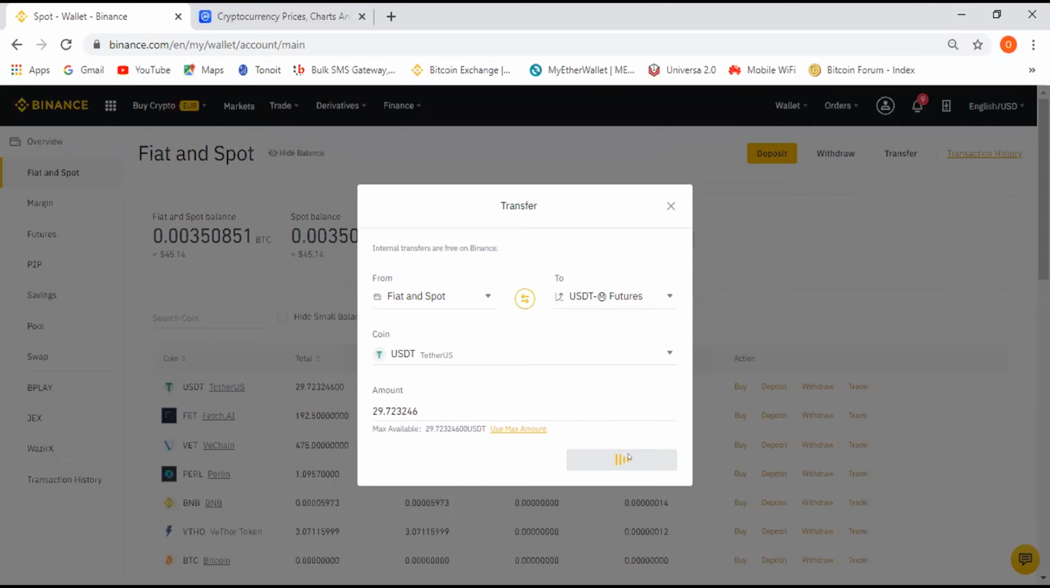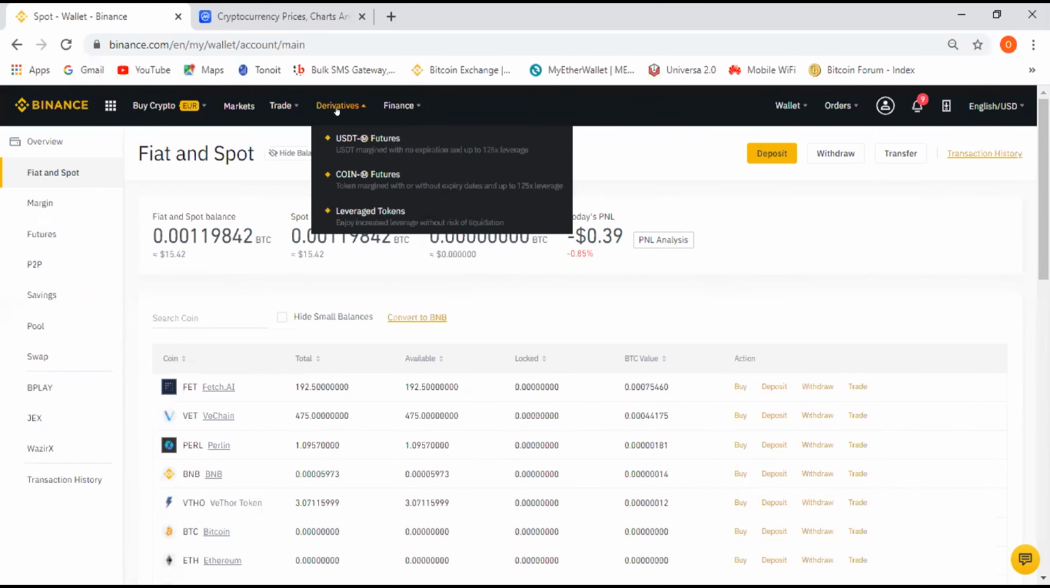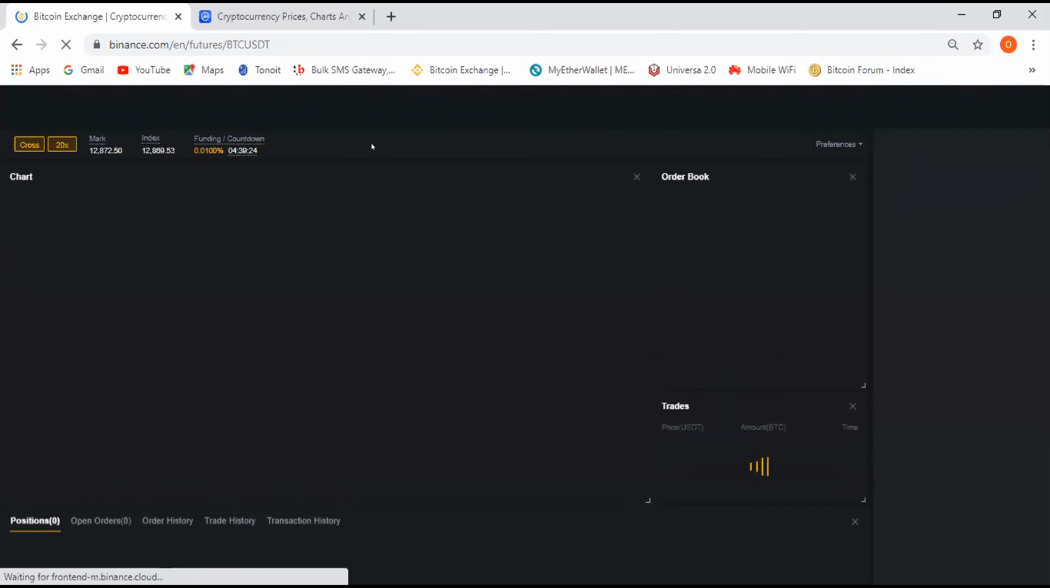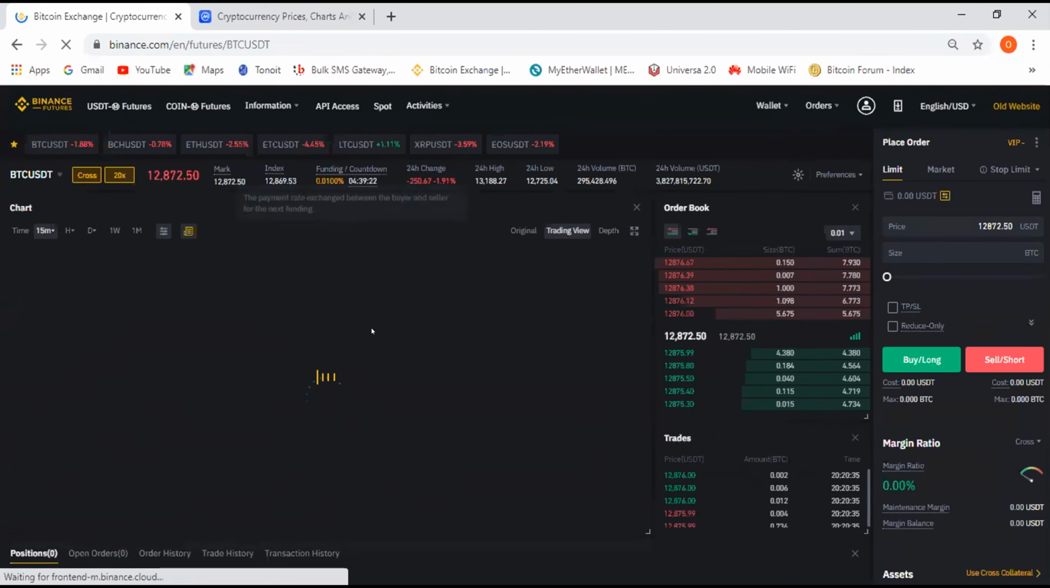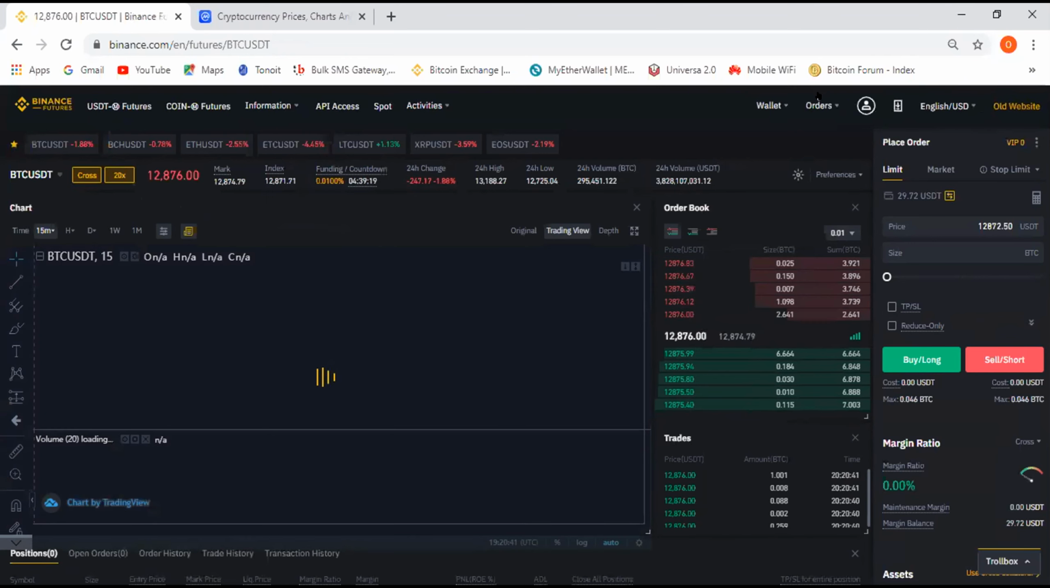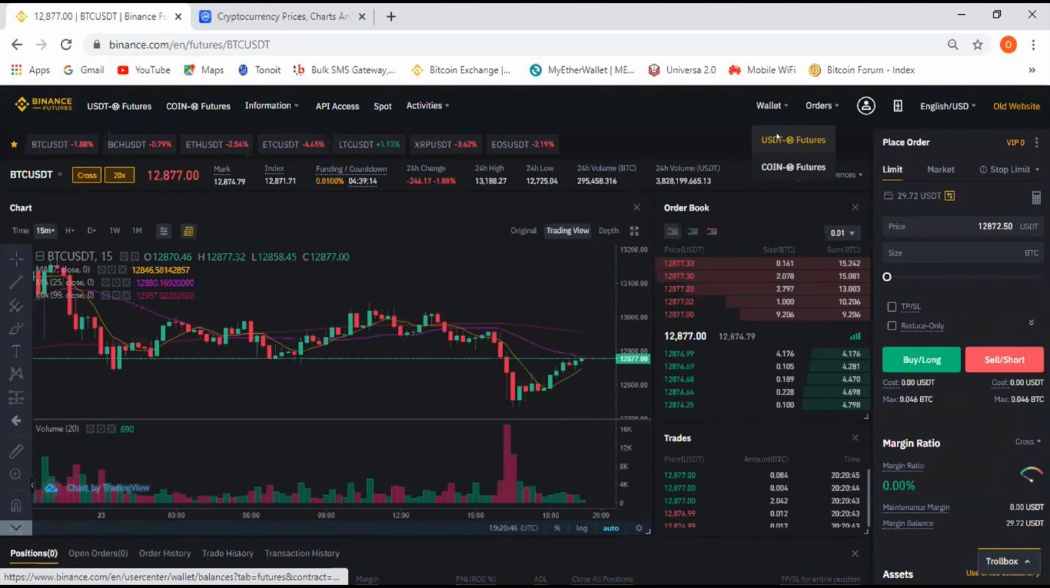Immediately you click confirm, the money moves from your spot to your futures account in USDT. Don't worry, Binance is not charging you for transfer because it's still within the platform. So you go to the futures account to see if the money we just transferred is in our futures. You come to wallets, you see USDT futures.